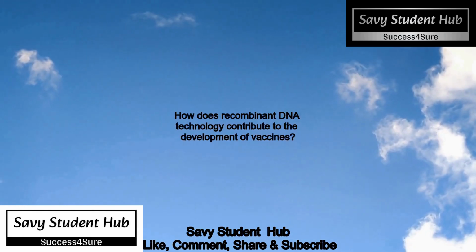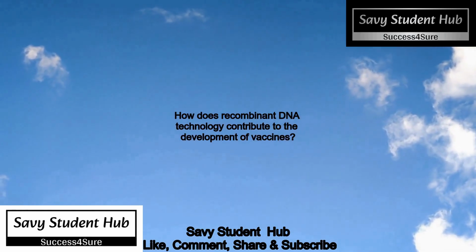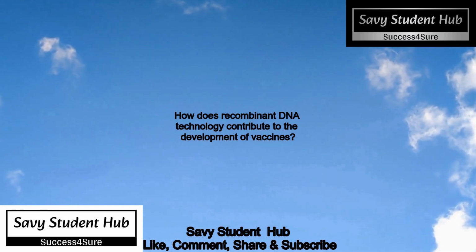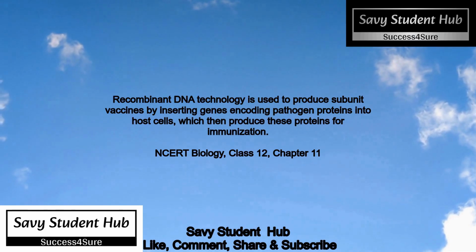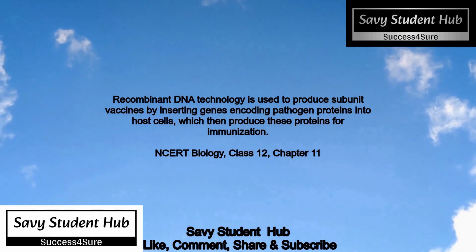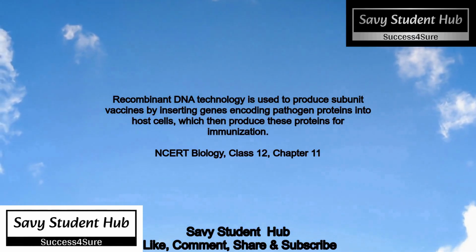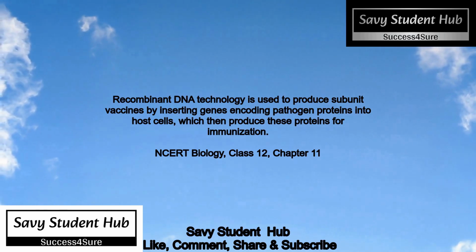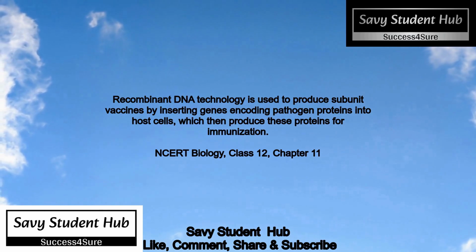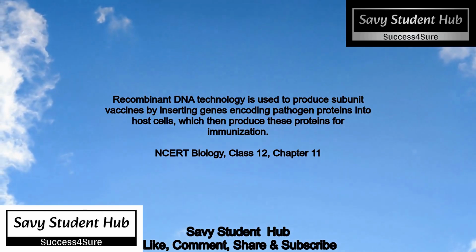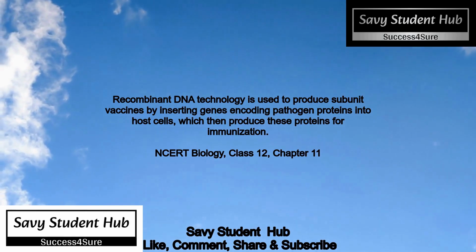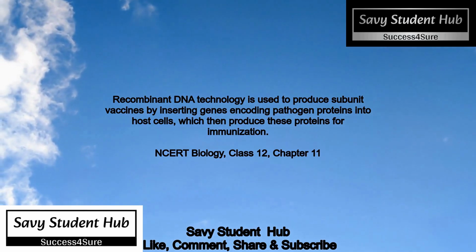How does recombinant DNA technology contribute to the development of vaccines? Recombinant DNA technology is used to produce subunit vaccines by inserting genes encoding pathogen proteins into host cells, which then produce these proteins for immunization.